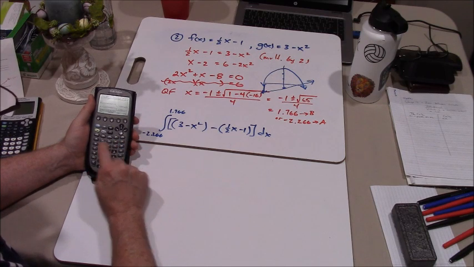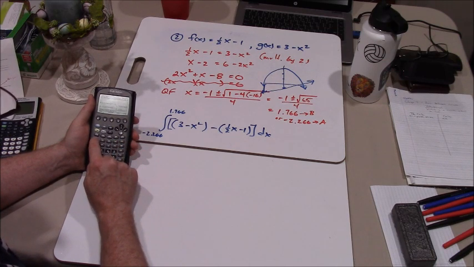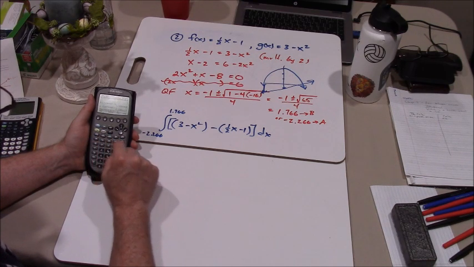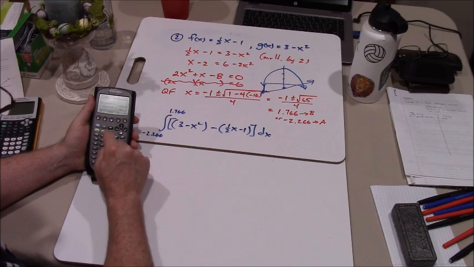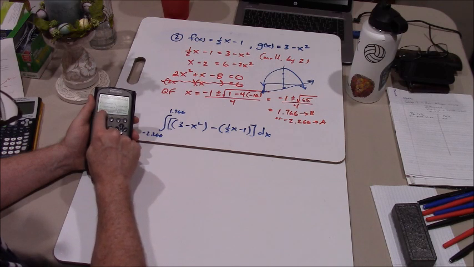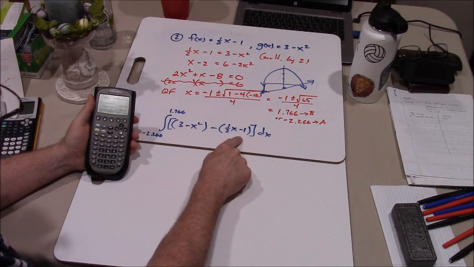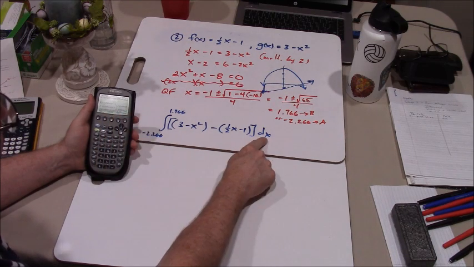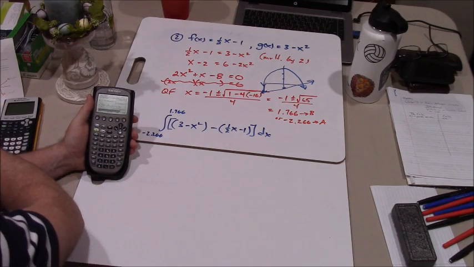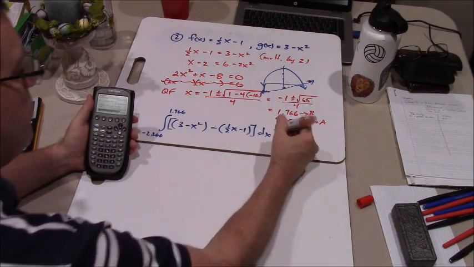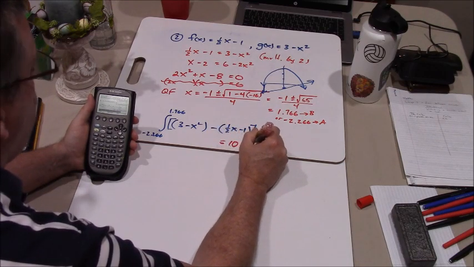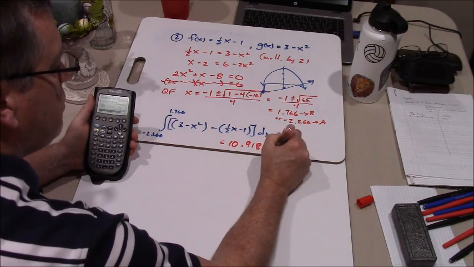I want to do that integral with respect to x, so comma x, from comma alpha a to another comma alpha b. So remember, the syntax is I want to integrate this thing right here. Then I have to say comma x, that's my dx, and then comma a, comma b. And so the answer I got for this integral was 10.918 square units.